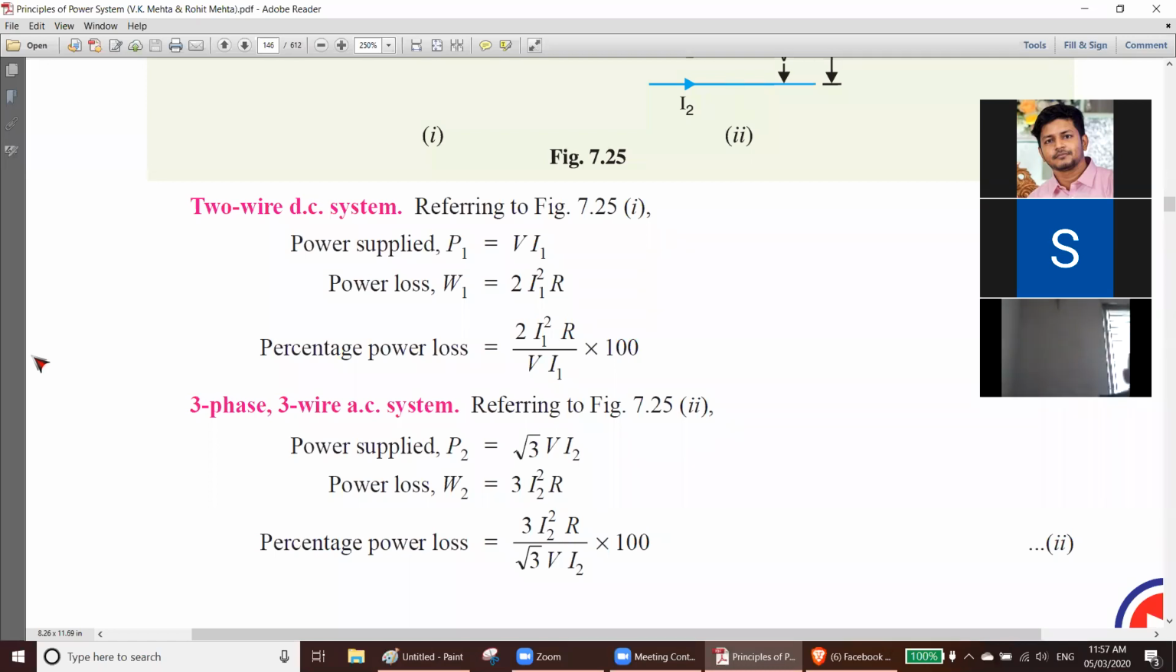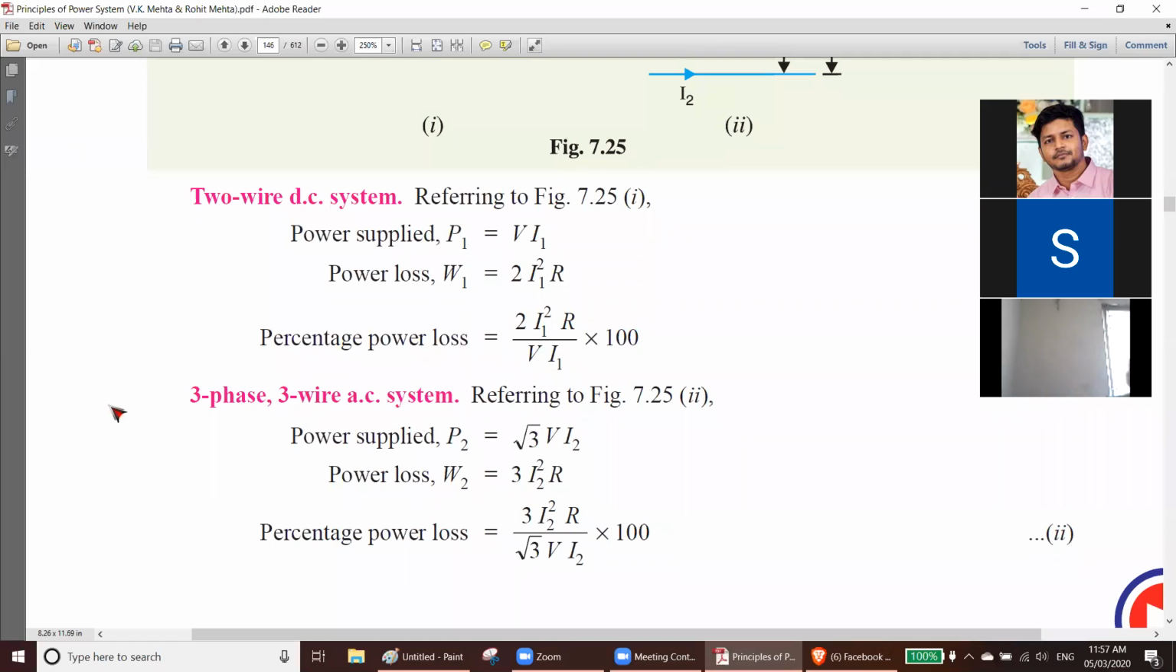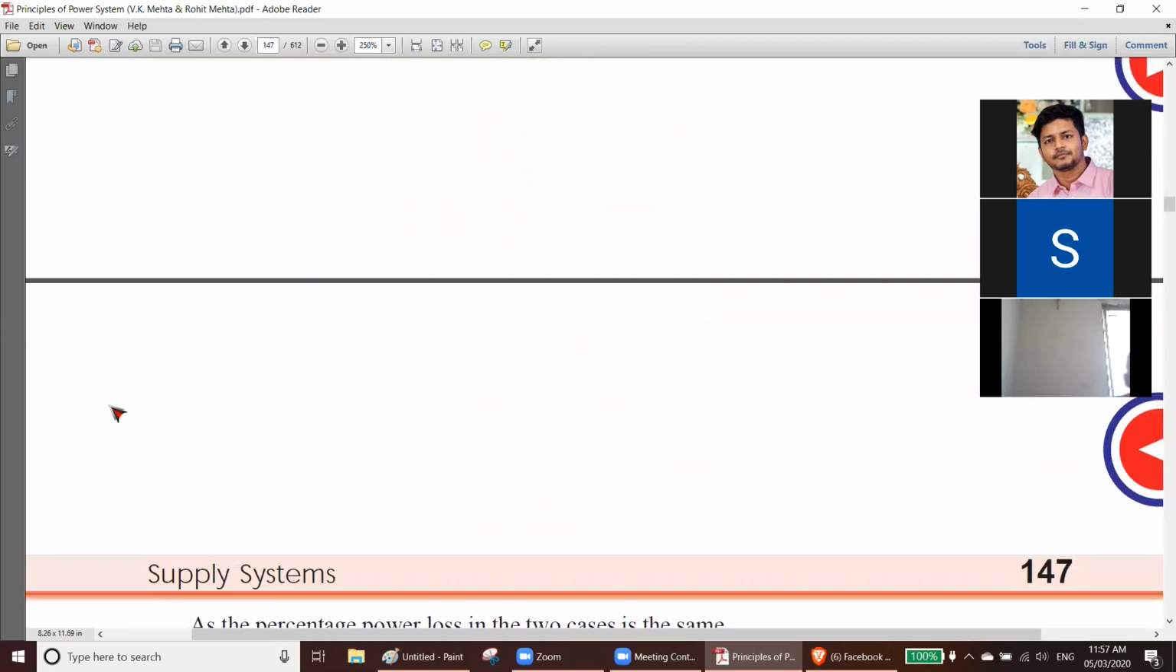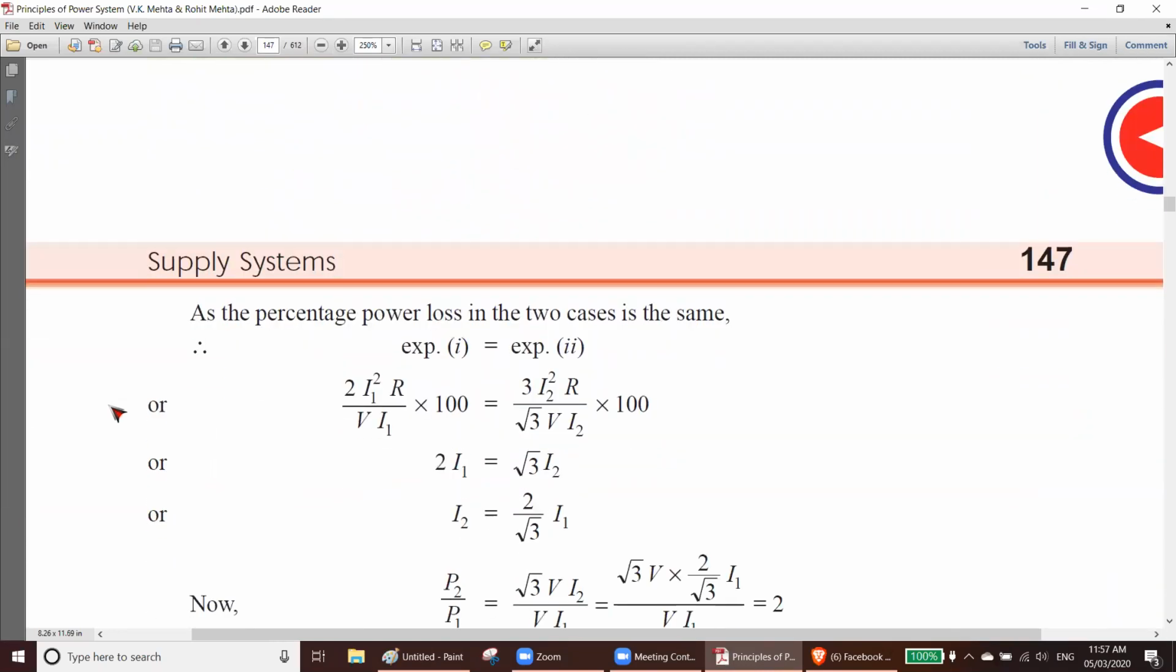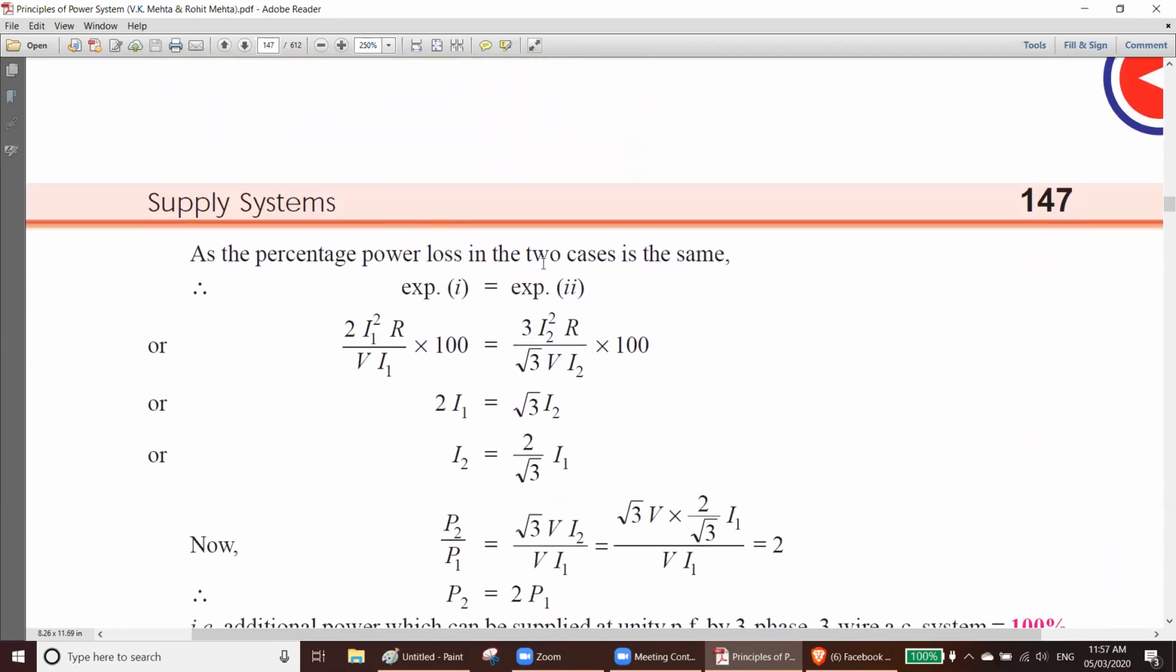Since they are all equal, why equal? Because in the question they said the percentage of power loss should be equal. So first one and second one should be equal. Hundreds are gone. V and V are gone. R and R are gone. So here you have I1, here you have I1 square, they are gone. Here you have I2, you have I2 square, they are gone. So what are you left with? You are left with 2.